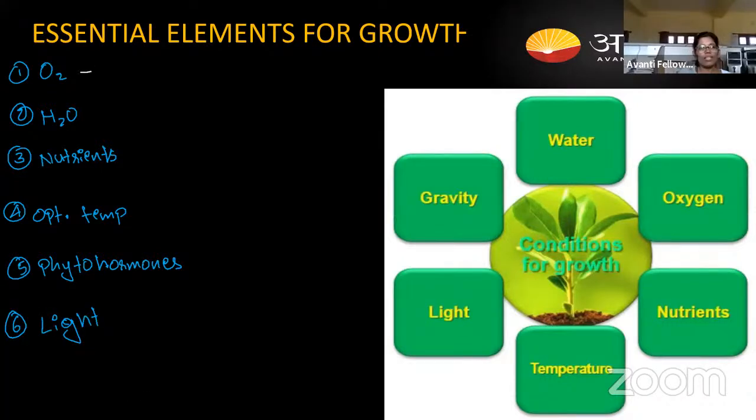Why is oxygen required for plant growth? Because the plant always requires ATP whenever it grows, and that ATP is synthesized by aerobic respiration. You are going to study aerobic respiration in the chapter called respiration. There you might have studied that ATP is synthesized by the breakdown of glucose or other elements present. That ATP is formed in the presence of oxygen. So oxygen is considered one of the most important elements for growth.